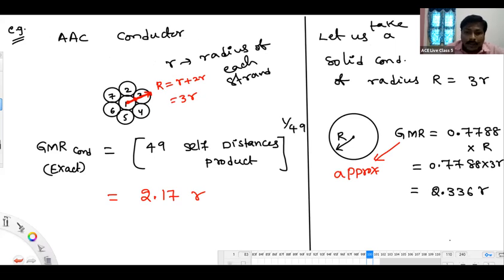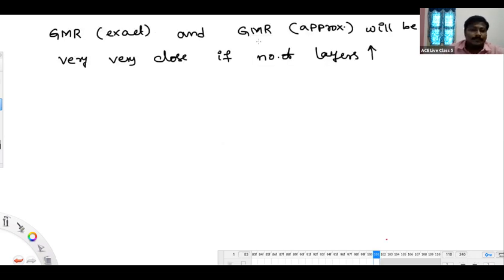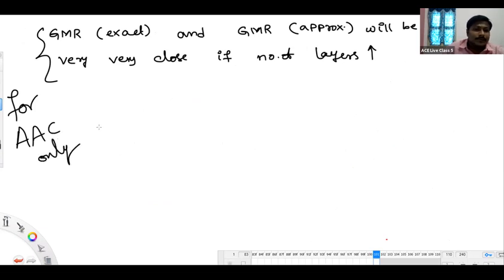Moreover, all the things I said now are valid only for AAC conductors, not for ACSR. Valid only for AAC conductors. So I've written that last statement already. By this point, it's for AAC only, not for ACSR.